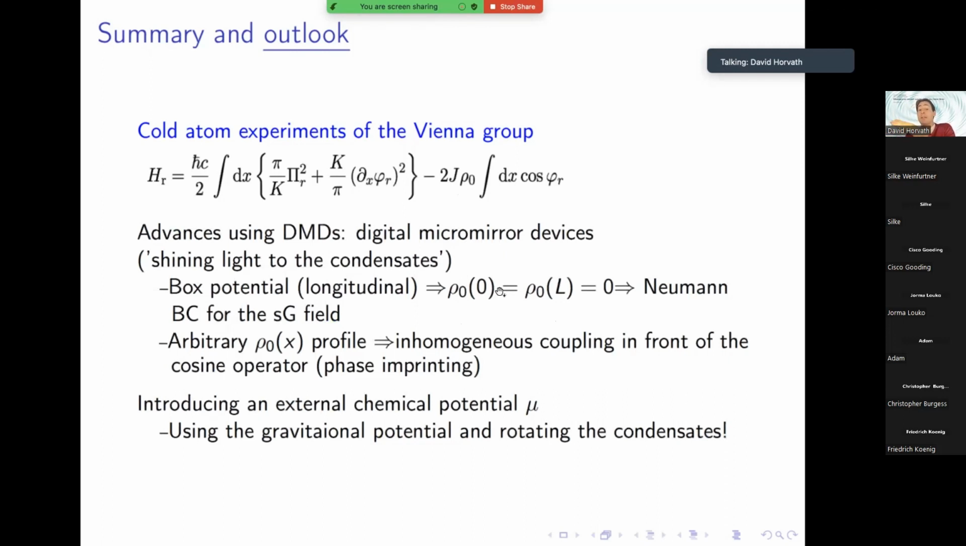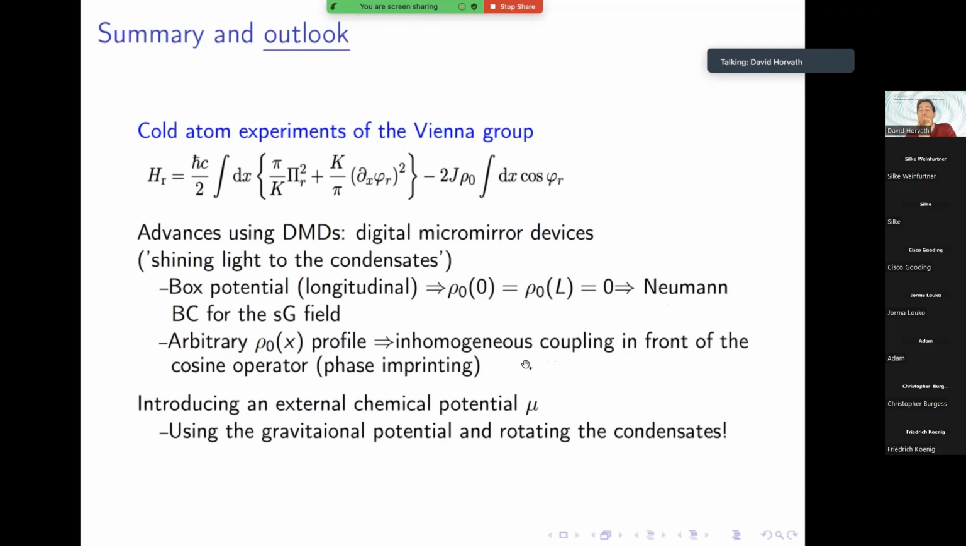So the parabolic trapping potential is not necessary anymore. They can really realize the box potential, and in the language of the sine-Gordon theory, it corresponds to Neumann boundary condition. But the claim of the experimentalists is that you can make this rho(x), the density of the condensate, an arbitrary space-dependent profile.